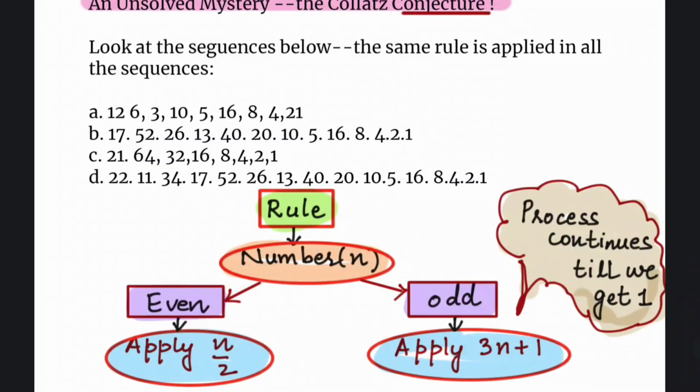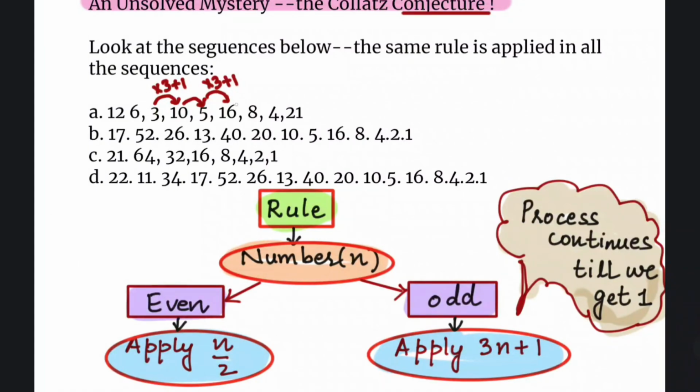So let us see some rules here. First, part A, you can see 12. Next number is 6, half of it. Next 6, 3. Now this is an odd number. When this is 3, you move to 10. 3 into 3 is 9, 9 plus 1 is 10. Again, this is an even number, so divisible by 2, we get 5. Now again an odd number. So you will write 5 into 3, 15 plus 1 is 16.